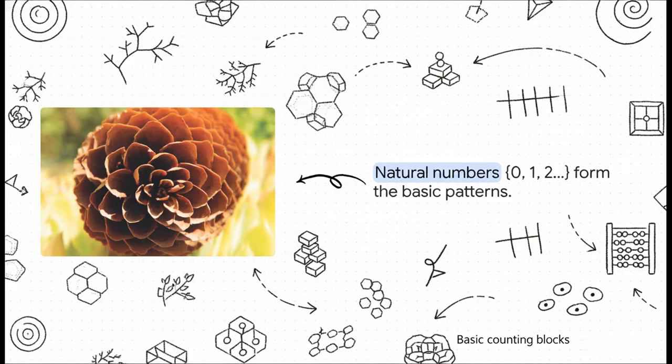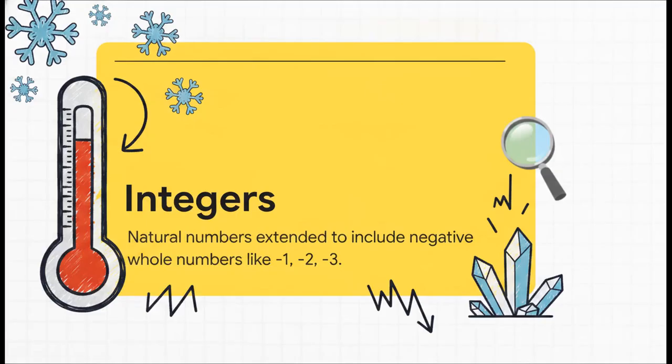They're literally the basic counting blocks of our world. Now, those expand into integers when we add negative whole numbers. Think of freezing, sub-zero temperatures.